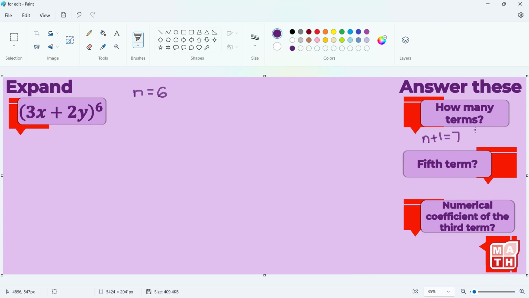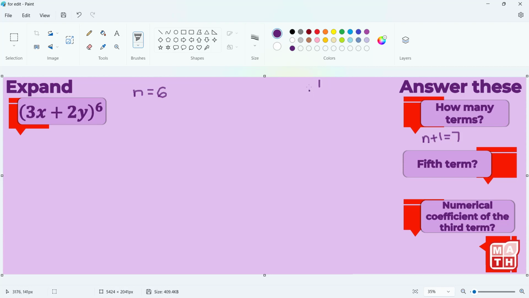Actually, here in our 3 different questions, we already answered 1. How many terms are there? And this is again important before we start. But the next 2, the 5th term and the numerical coefficient of the 3rd term, can be answered once we are done. We expect to have 7 different terms.